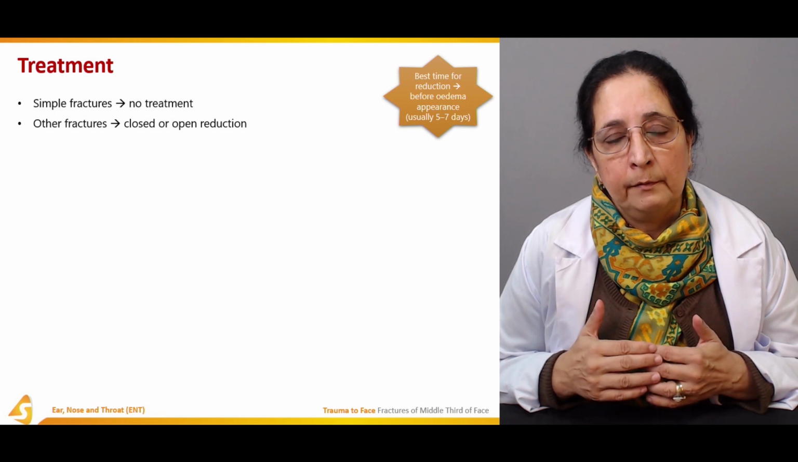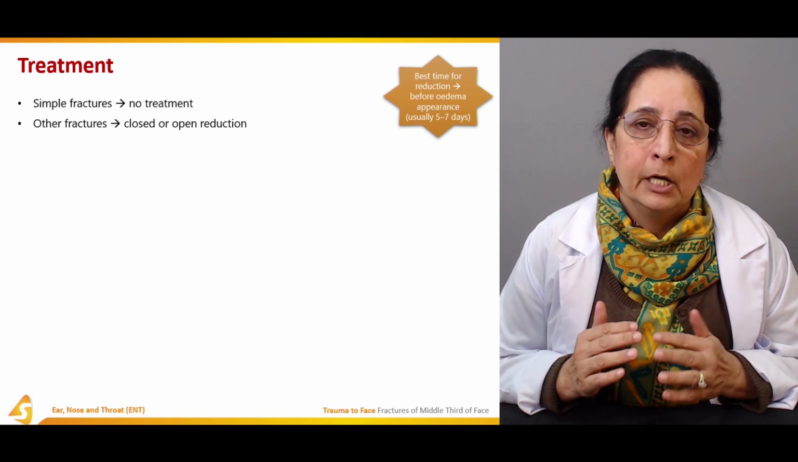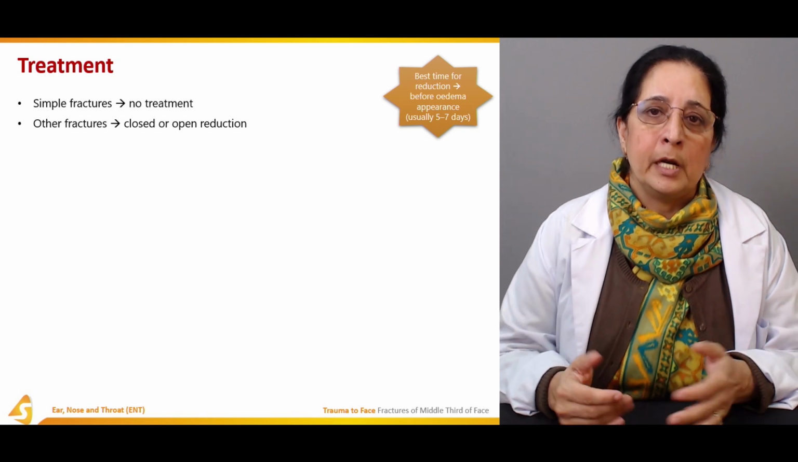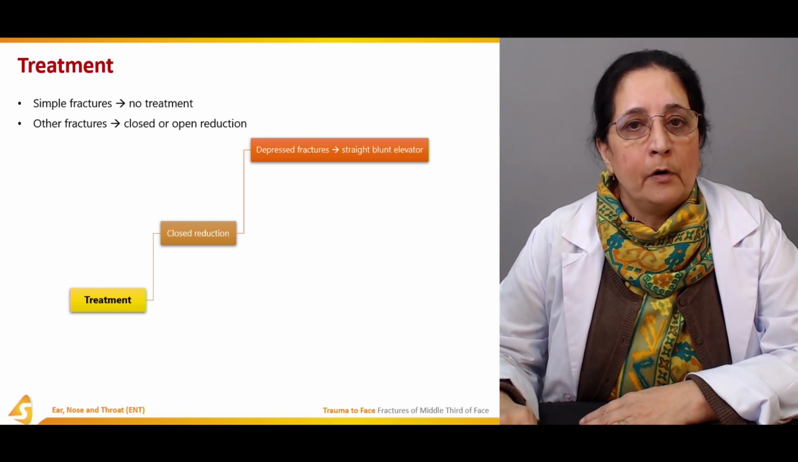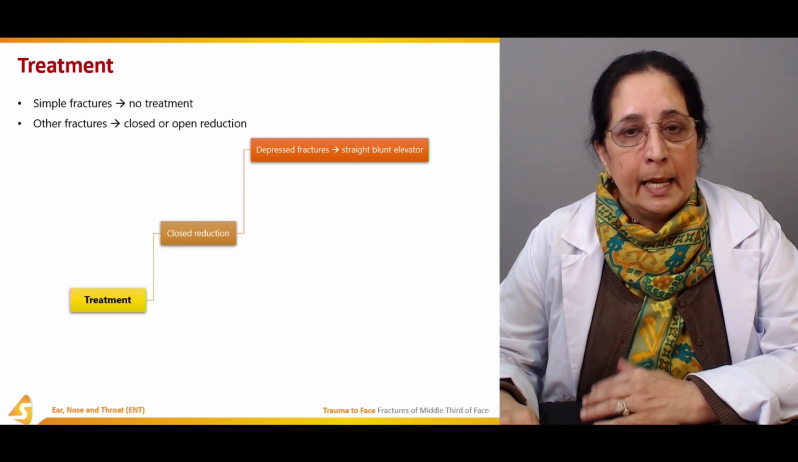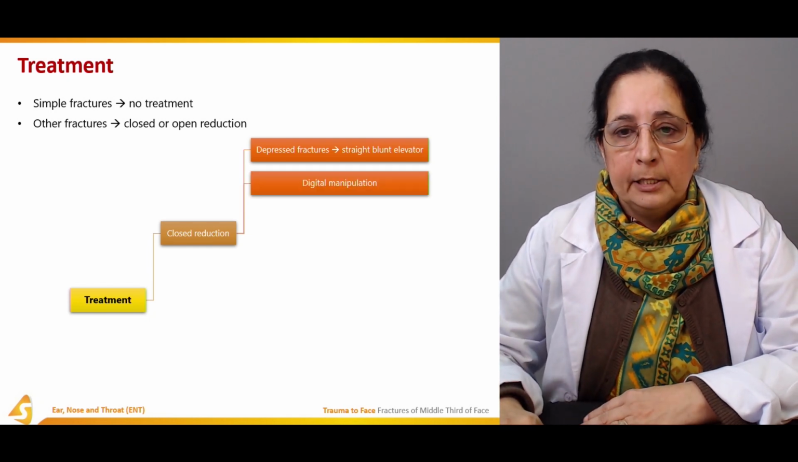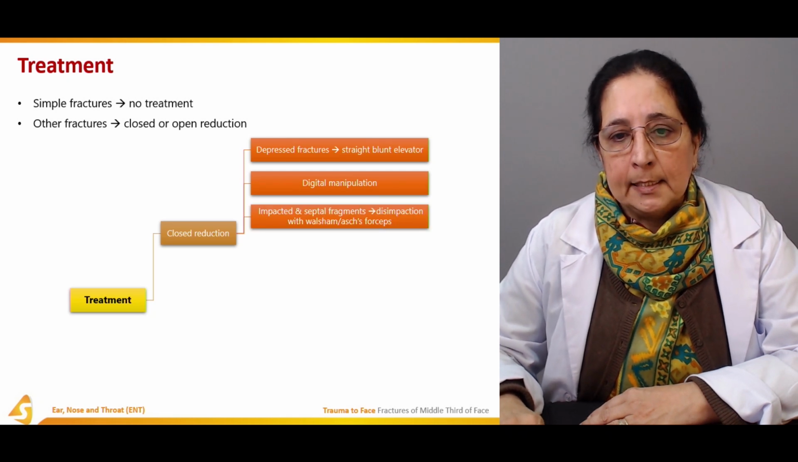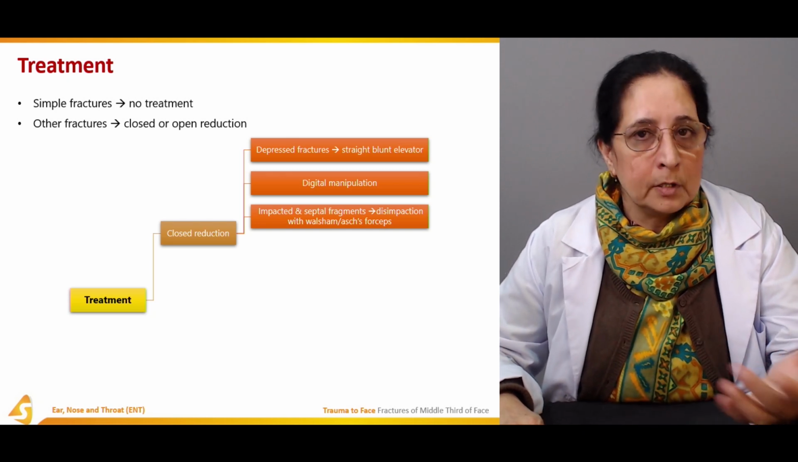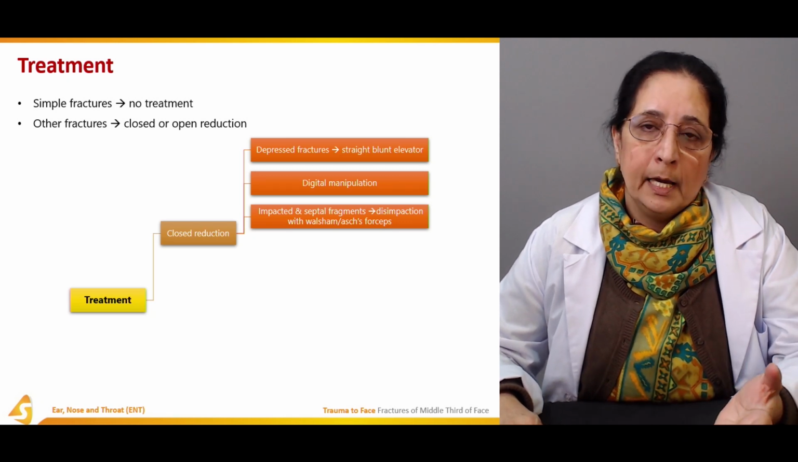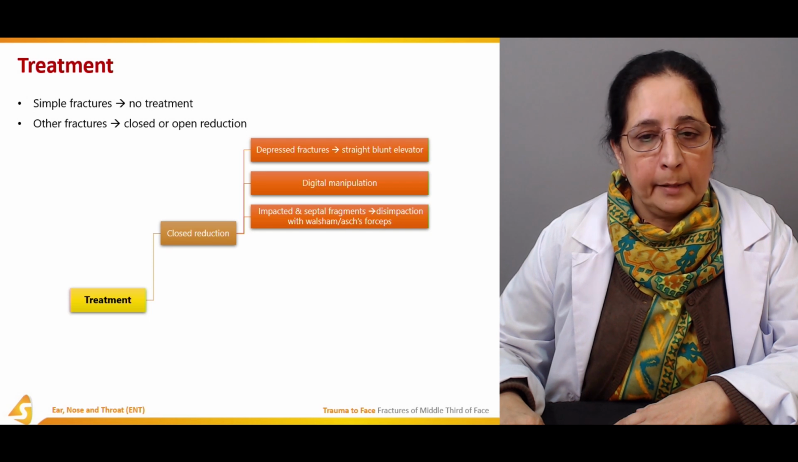In a simple fracture, which is not compound, which does not involve the skin, just the bone, one straight line, it usually heals on its own and no treatment is required. Closed reduction is for depressed fractures: a straight blunt elevator is used and the depression is elevated with the elevator. Digital manipulation for impacted and septal fragments, usually disimpaction with Walsham and Asch forceps. We saw the picture of these two forceps and they are used for the removal of impacted and septal fragments.